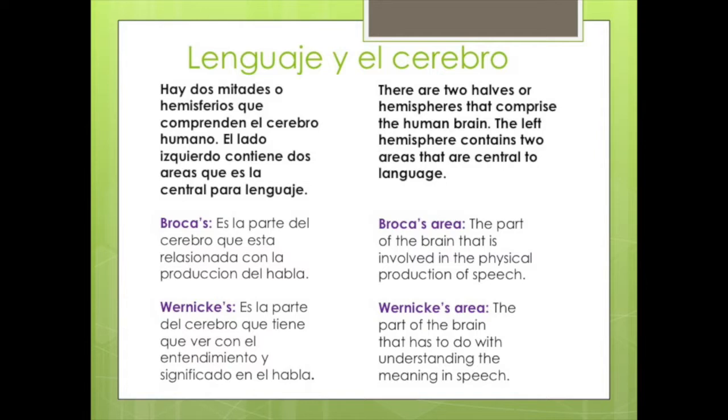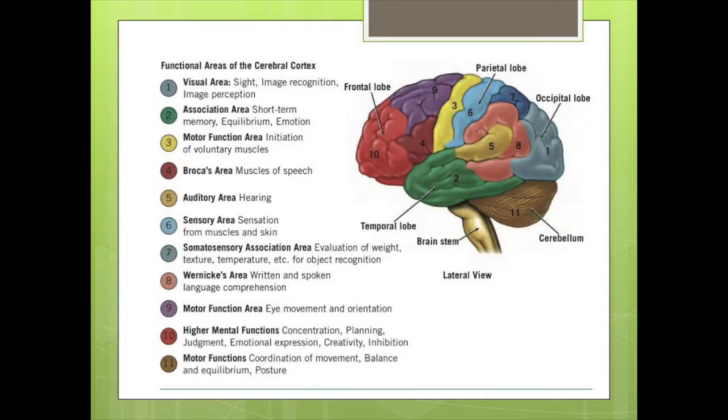There are two halves, or hemispheres, that comprise the human brain. The left hemisphere contains two areas that are central to language. One of them is called Broca's area, the part of the brain that is involved in the physical production of speech. The other one is called Wernicke's area, the part of the brain that has to do with understanding the meaning in speech. In this picture of the brain, we are going to see the functional areas of the cerebral cortex. Number 4, the Broca area, is in charge of muscle speech. Number 8, the Wernicke area, is in charge of writing and spoken language comprehension.